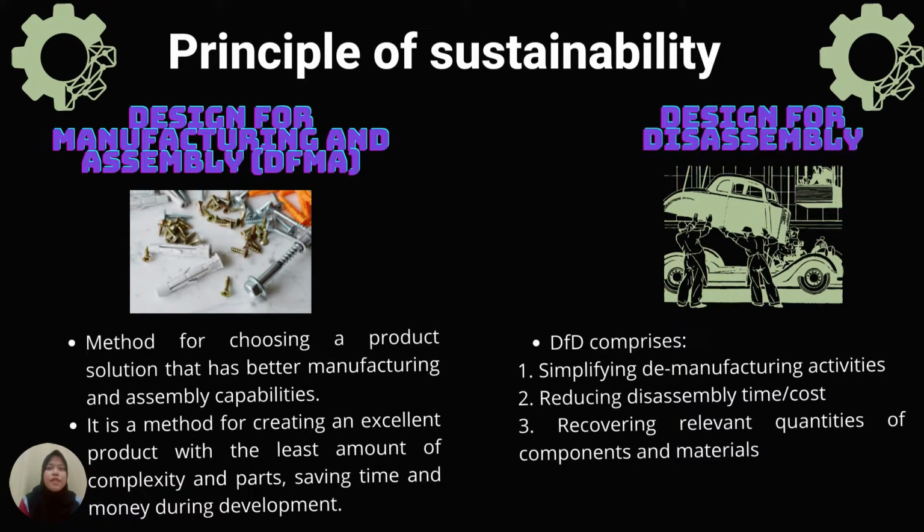Next, we move to principle of sustainability that apply in this project. First, we have Design for Manufacturing and Assembly, DFMA. It is a method for choosing a product solution that has better manufacturing and assembly capabilities. It is a method for creating an excellent product with the least amount of complexity and parts, saving time and money during development. Next, we have Design for Disassembly.